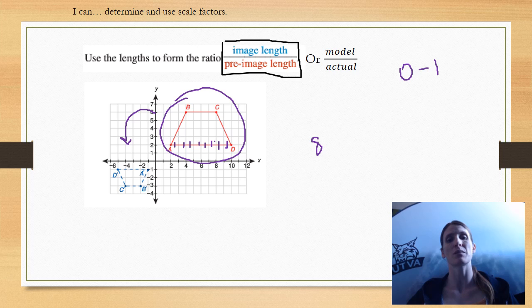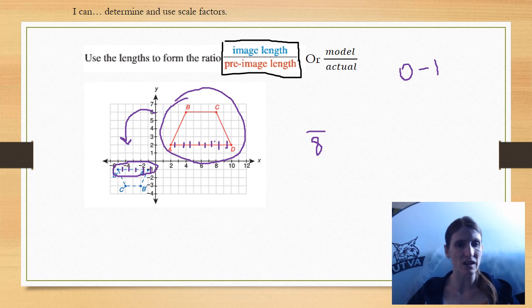That goes on the bottom. I like to always start with the pre-image so I don't forget what I'm doing. And then the corresponding side is this one right here. Okay, it's still the AD side, even though it's turned the other direction. And I get 1, 2, 3, 4, 5, I think. 1, 2, 3, 4. Oh, that last one is not 1. I'm sorry. It's hard to count them when they have those little tick marks.